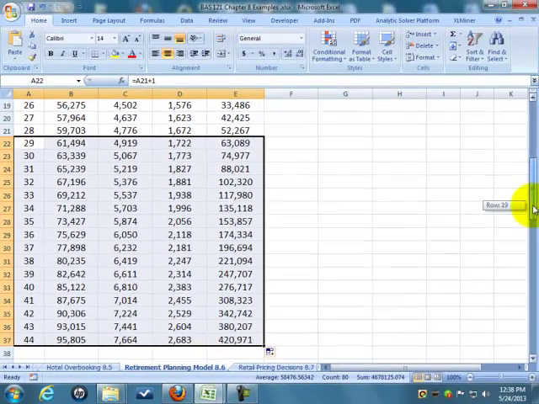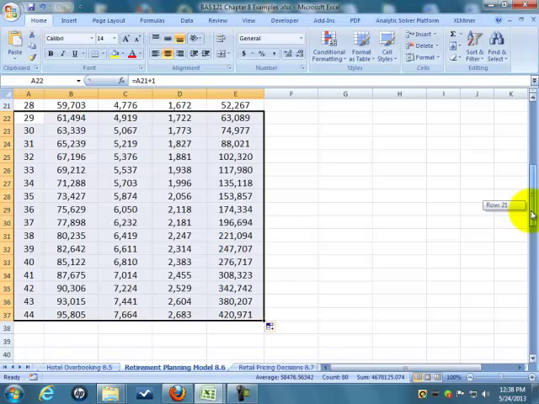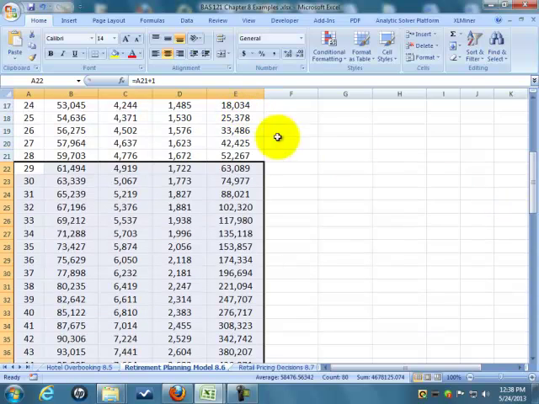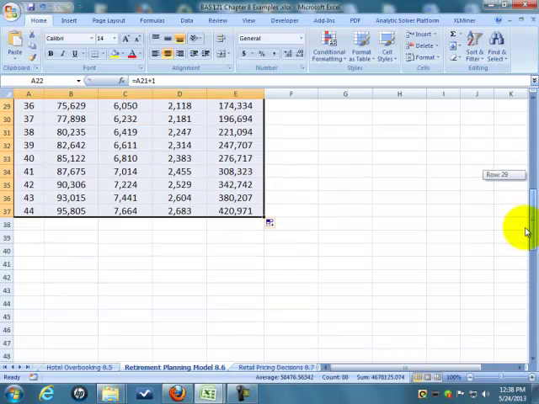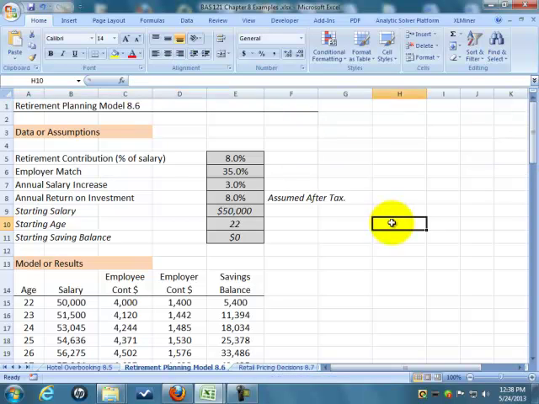And notice it grows quite handsomely. It's kind of encouraging that it grows very, very slowly at first. If you've taken personal finance, you understand that it really starts growing quite fast as you get older. Any questions? Let me know.